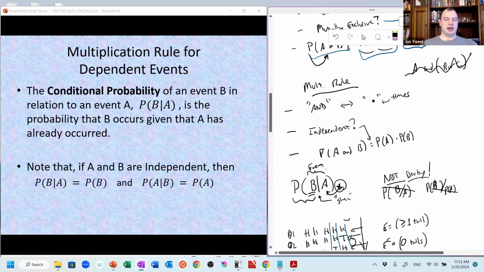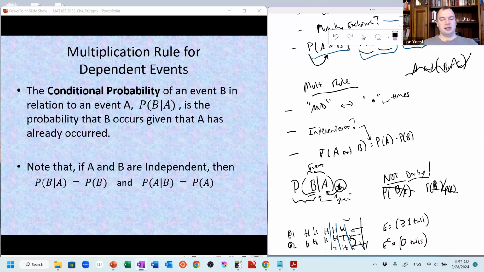Now, of course, if A and B are independent events, the probability of B doesn't care whether A has occurred or not. So if they're independent, the probability of B given A is just the probability of B. If I tell you A has occurred and want you to update your probability for B occurring, you're going to say, well, I don't need to update anything. They're independent.